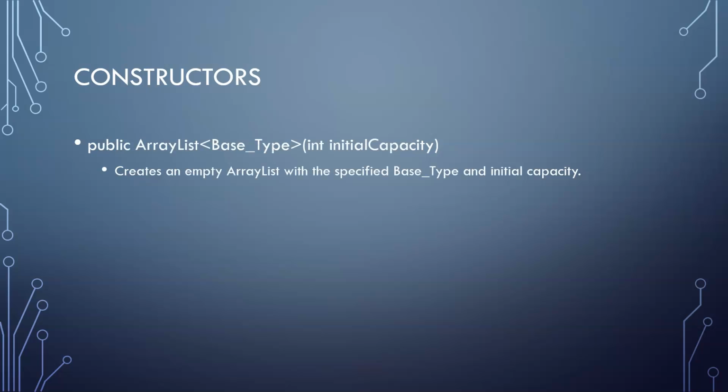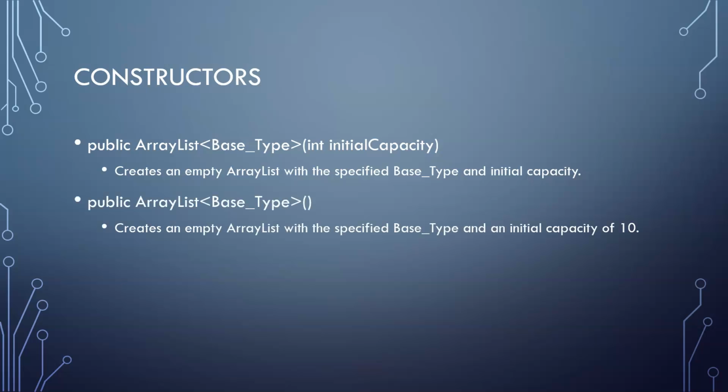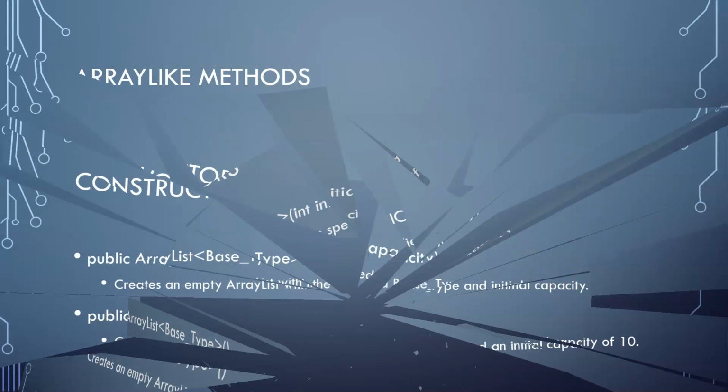Additionally, with constructors, here's our first one. We have a public ArrayList(int initialCapacity), which simply creates an empty array list with a specified base type and initial capacity. There's also the one without an initial capacity. When you create this array list, it's going to specify it to 10. So if you do not specify a default size, by default, that array list size is set to 10.